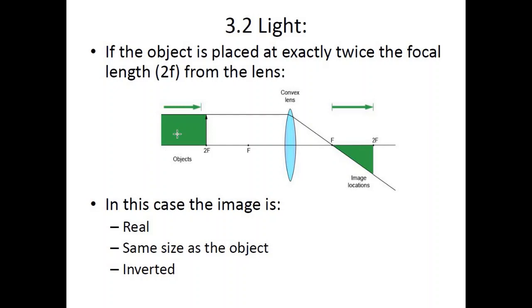If the object is placed at exactly 2f, then what happens? The image is real, the image is inverted, and it is the same size as the object, and it is formed on the other side of the lens, exactly at a distance of 2f.